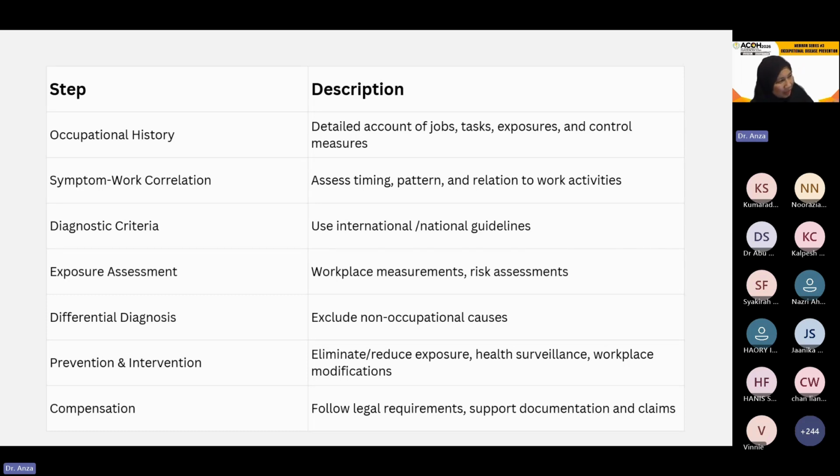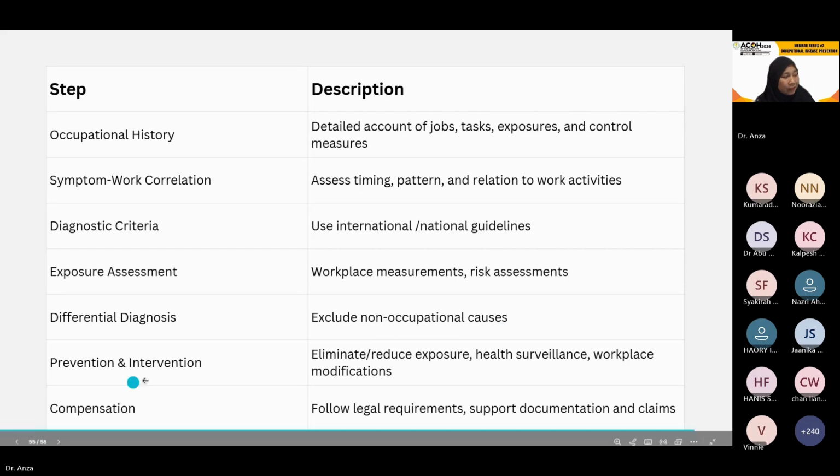Just to recap, step number 1, we get the occupational history. We ask about the countermeasures, and then we look at the symptom-work correlation. So remember, association does not mean causation. We need to look at the exposure assessment. For diagnostic criteria, we use the international and national guidelines. We need to look at the workplace measurement, the noise risk assessment, and then we need to exclude non-occupational causes, because most of the time it's multifactorial. Most diseases are multifactorial.